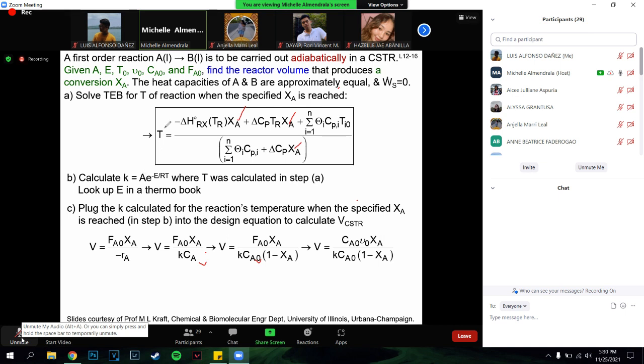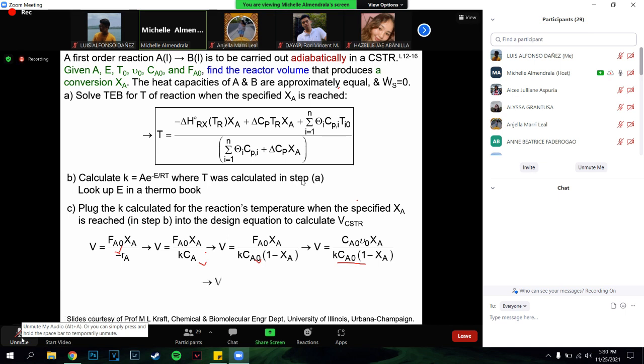Okay, so since you have this T now, I can plug that here. And then once I know K, I can measure my RA. And so I can measure my volume now. All right, so you have that. Okay, so let's apply our equation now to a problem. So these are the steps.